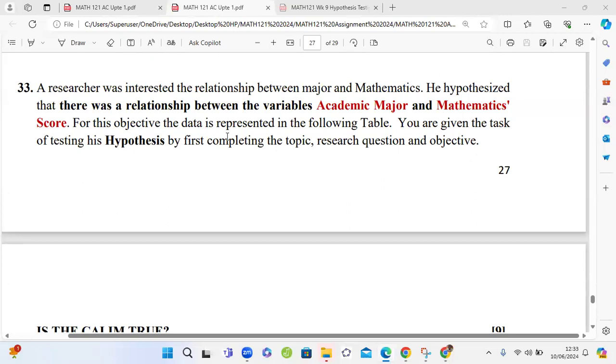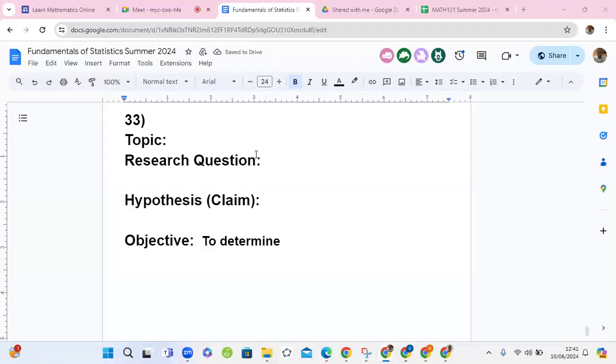So for this objective, the data is presented in the following table. You are given the task of testing his hypothesis by first completing the topic, research question, and the objective. So the topic here is academic major and mathematics score. These are the two variables you are testing to see whether or not they are associated.